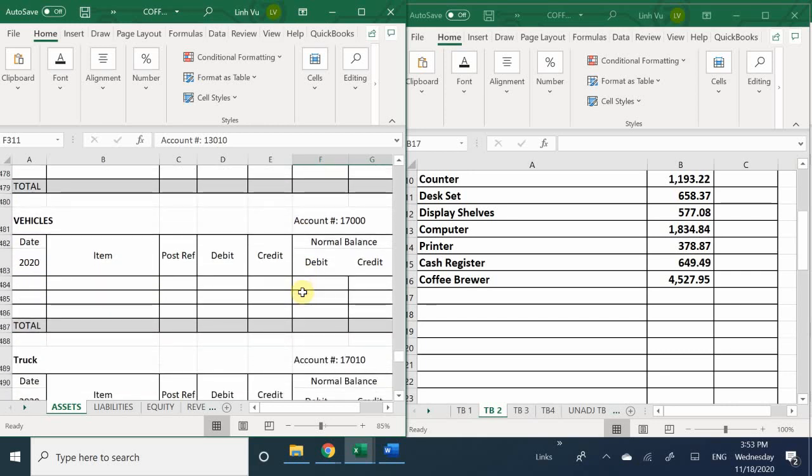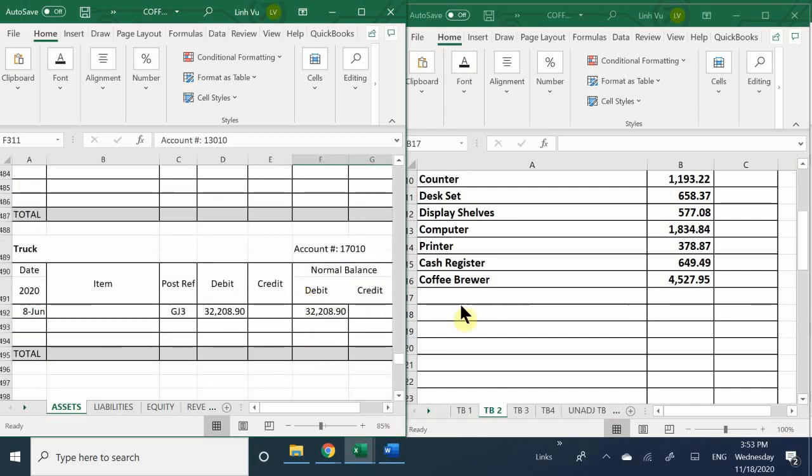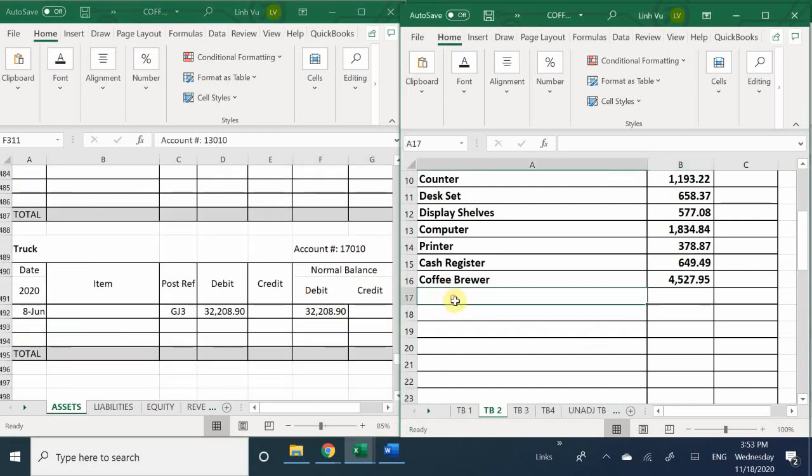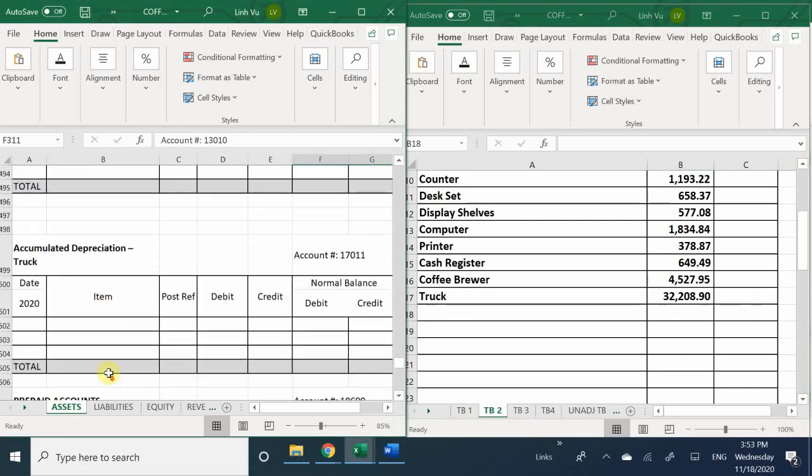All right. Did we buy any vehicles? Yes, we bought a truck. All right. And how much did this truck cost me? $32,208.90. 32,208.90. All right.